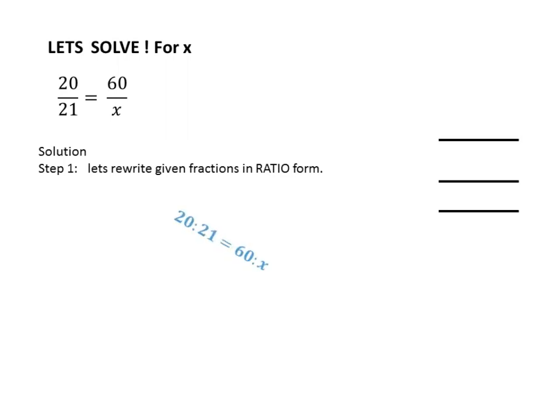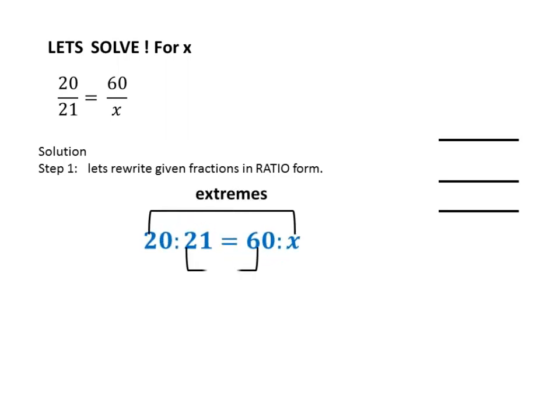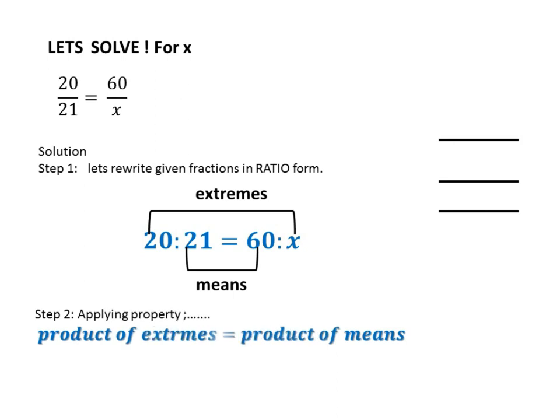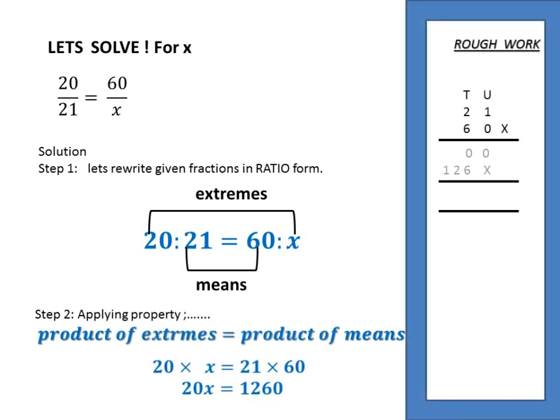Let's rewrite the fraction in ratio form and point out the extremes and means. Then apply the property, that is, multiplying 20 with x and 21 with 60. Don't forget to make a rough column here. After multiplying 21 with 60, the answer is 1260. The equation we get so far is 20x equals 1260.